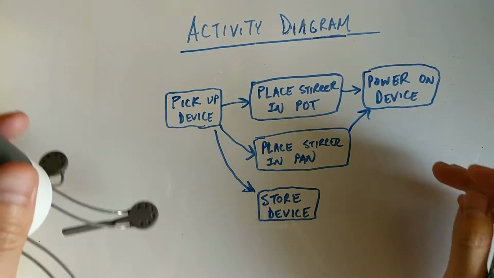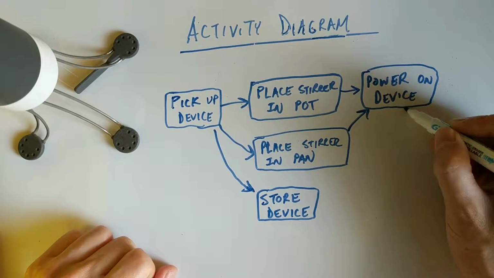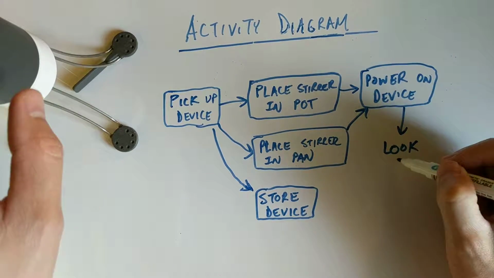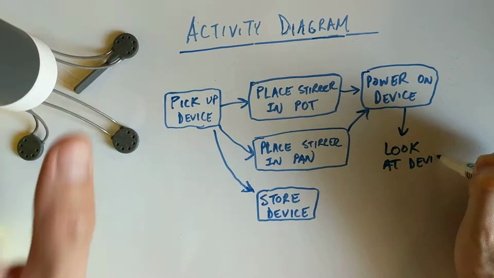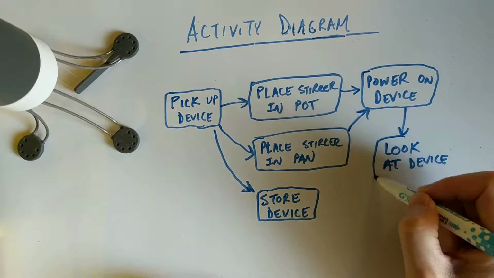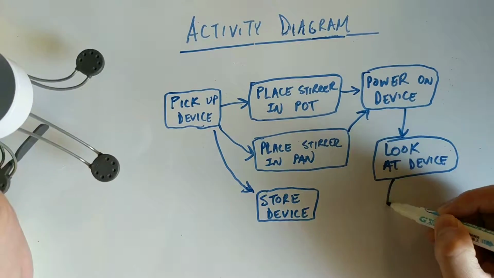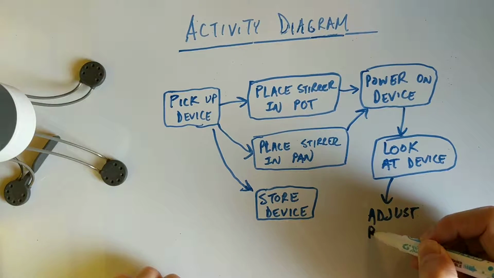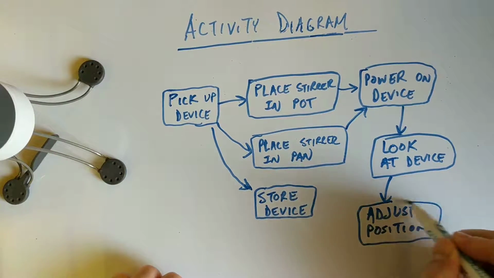perform on this object. So after I turn it on, I may just look at the device as it's spinning, because I want to know, is that thing going to catch fire? Is it actually spinning? I might adjust position, stuff like that. And so I could just keep on going.